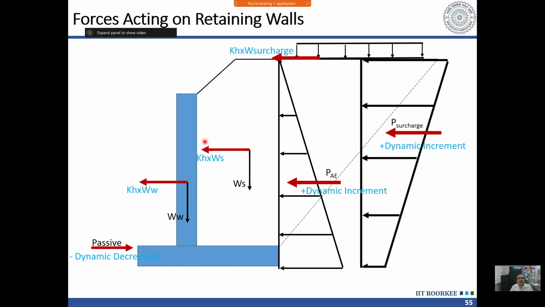Interestingly, what AASHTO says is that the soil here and this wall will be vibrating in phase. So this force I need not apply on this wall. While designing this wall, I need not consider the inertia force of the soil. But while considering the stability of the foundation, or while designing the foundation, at that time it is important to consider this inertia force, Kh into Ws. Kh into Ww, which is because of the concrete portion of the return wall, is to be considered in all the cases.